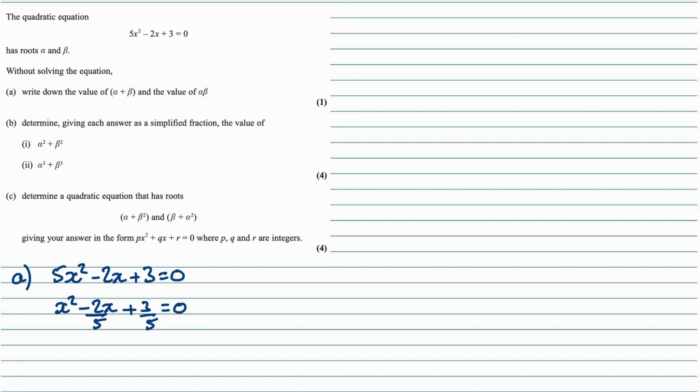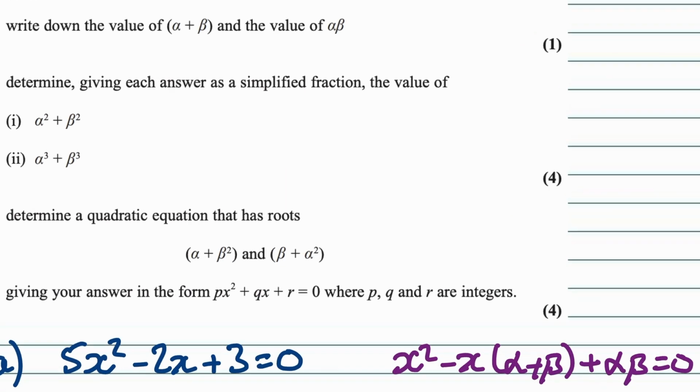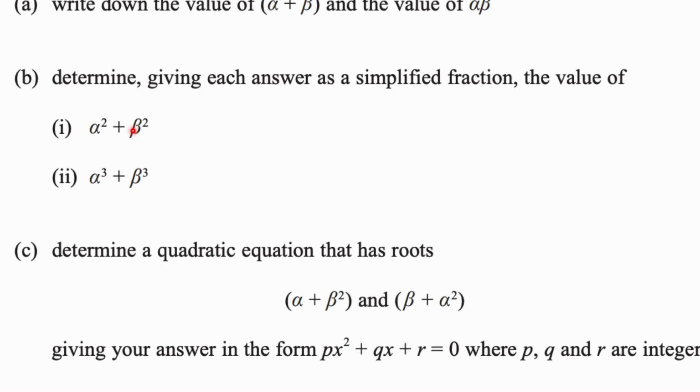Now, if we compare this to a general form of a quadratic in terms of alpha and beta, this is x squared minus x multiplied by alpha plus beta, plus the constant term alpha beta. So you can see the alpha plus beta term will be positive 2/5, and the alpha beta term will be a positive 3/5. So now we've worked out part A, do you want to try and work out alpha squared plus beta squared and alpha cubed plus beta cubed? Again, you can pause the video and come back when you're ready.